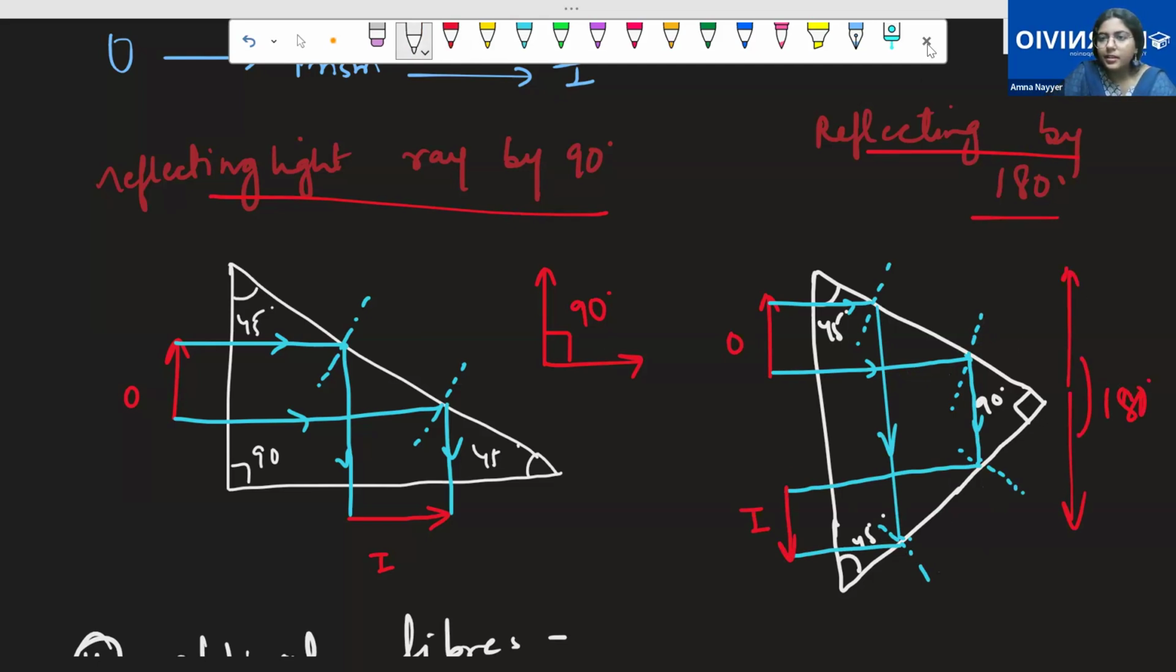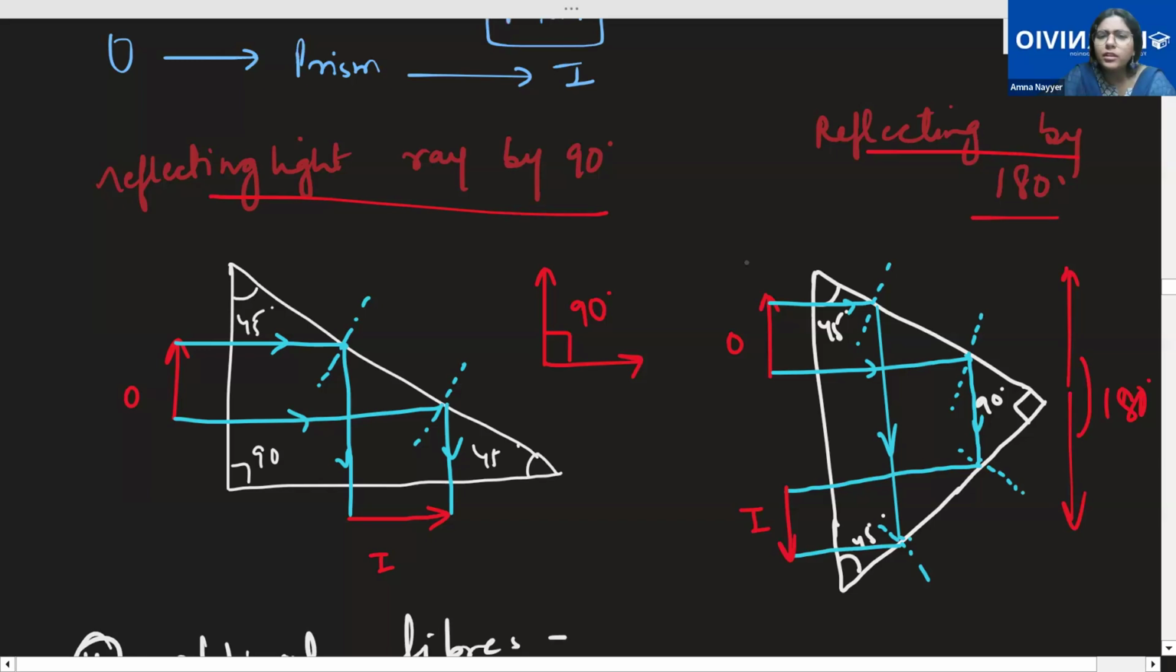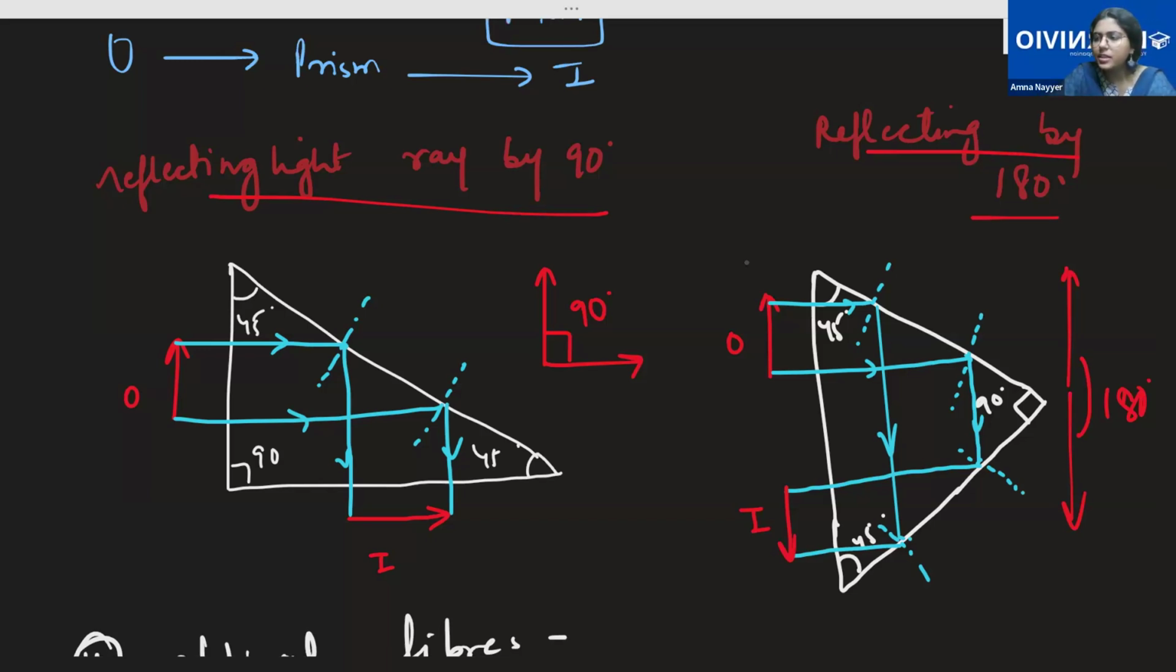Is this one, Oishi, did you have a doubt in the reflection of prisms also? What was your question? Share your question. Yeah, discussed, ma'am.